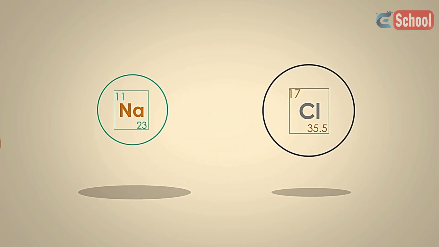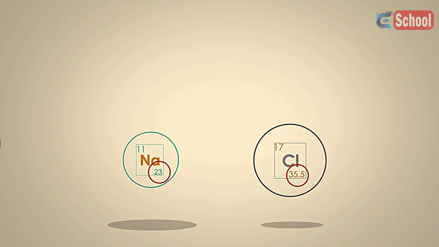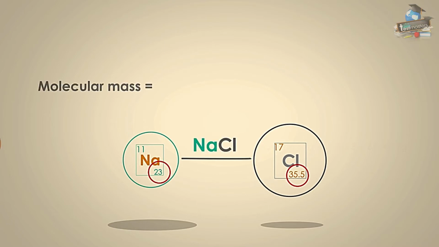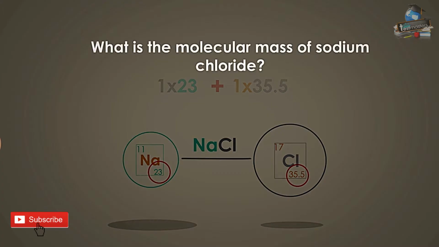The molecular mass of a compound is found by adding up the atomic masses of all the elements that make it, multiplied by the number of times each atom appears. For sodium chloride, NaCl, this is 1 each, so the molecular mass is 1 times the Ar of sodium, 23, plus 1 times the Ar of chlorine, 35.5. What is the molecular mass of sodium chloride?